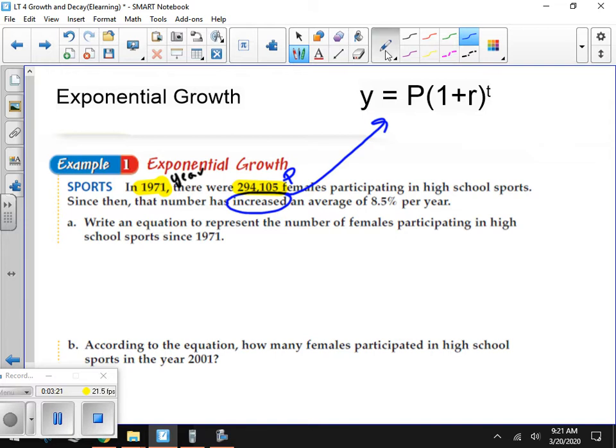And then I have 8.5% per year. Because it's a percent, that is going to be my rate. Okay, so my r. So make sure you write that down with an r by it.